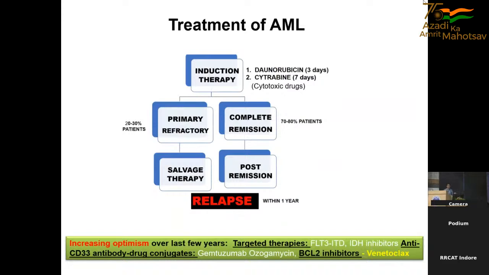However, in the past 2 years, there is increasing optimism because of the targeted treatments, such as FLT3-ITD inhibitors, IDH inhibitors, anti-CD33 antibody conjugate gemtuzumab, or BCL2 inhibitors such as venetoclax.